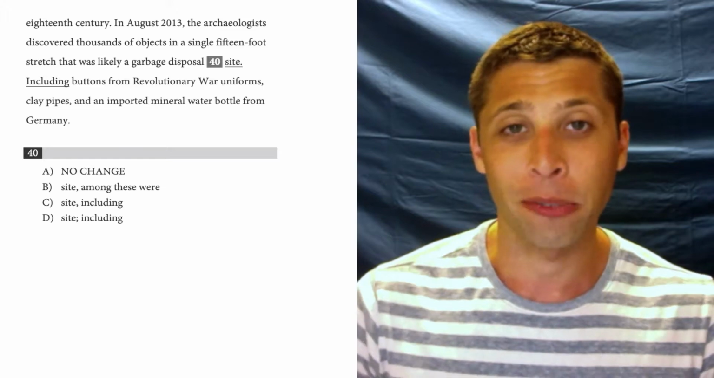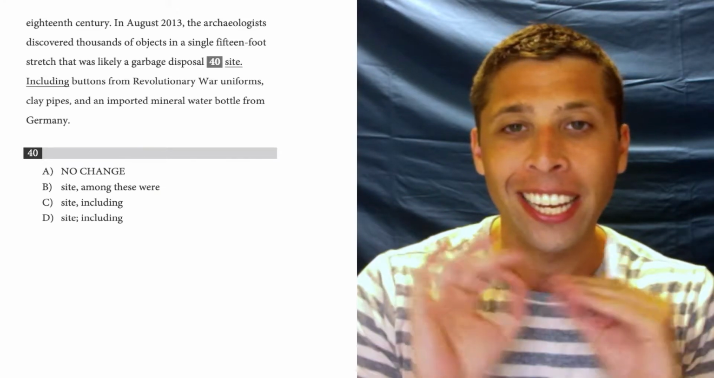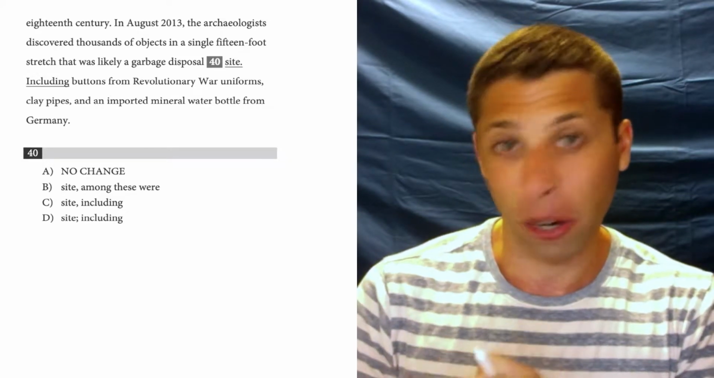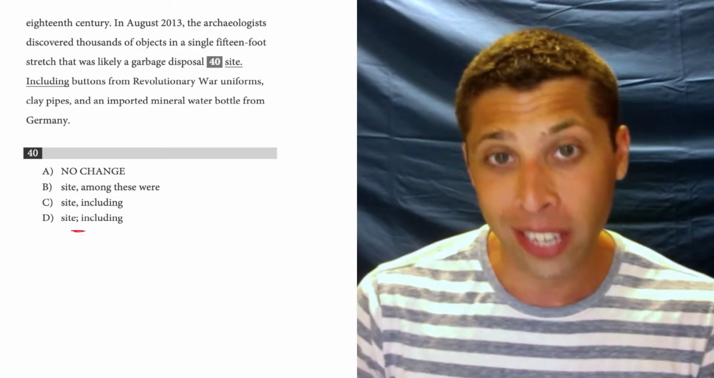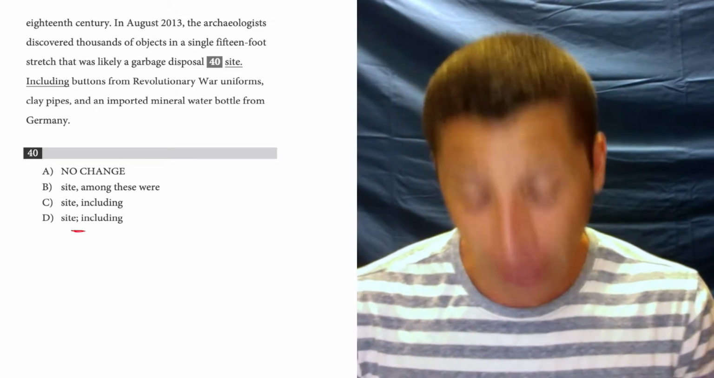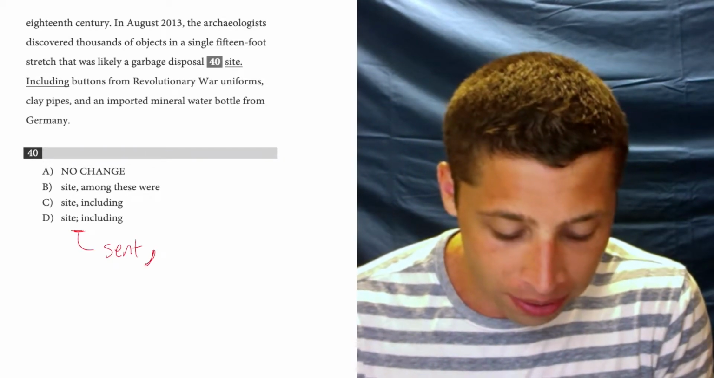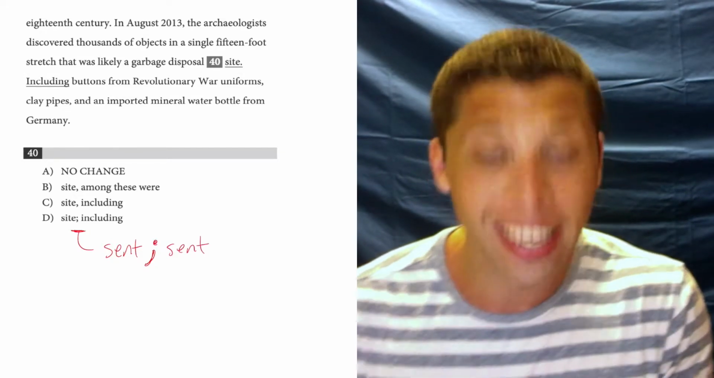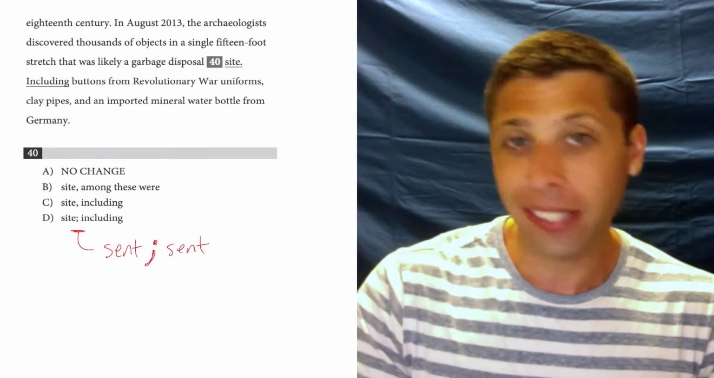Here's a great case where memorizing grammar rules doubles your chances of getting this question right instantly. If we know how different punctuation marks work, we know that a semicolon in choice D is the same as a period. Because what do we need in order to use a semicolon? We need to have a complete sentence before the semicolon and a complete sentence after the semicolon, at least on the SAT.